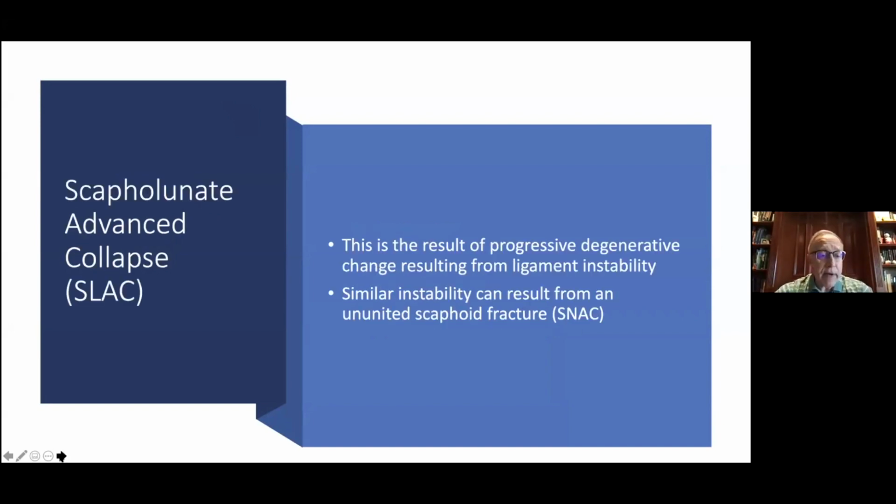So I'd first like to talk about scapholunate advanced collapse, which is slack wrist. This is progressive degeneration of the wrist resulting from ligament instability. You can have a similar condition of instability due to an ununited scaphoid fracture. This is called scaphoid non-union advanced collapse, or SNAC wrist.